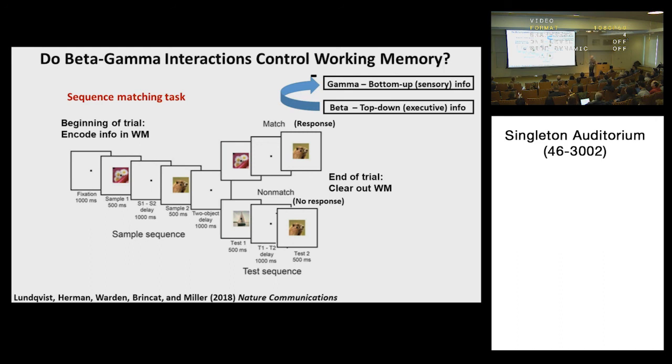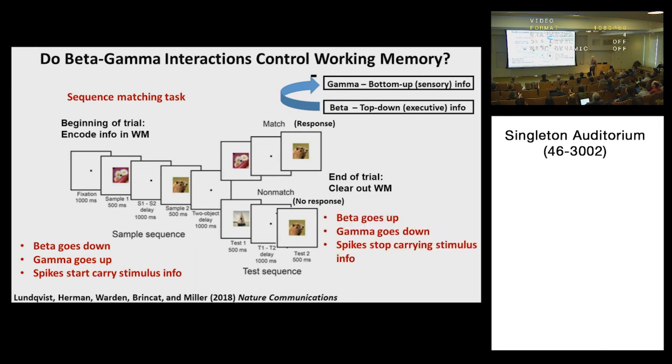So just to summarize that, I'm not going to show you the data because this is low-hanging fruit here. Because all working memory tasks have this feature, beta goes down at the beginning of the trial, gamma goes up, and spikes start carrying stimulus information, consistent with this idea that relaxing beta turns on gamma, which allows encoding information in working memory. At the end of the trial, the opposite happens. Beta goes up, gamma goes down, and spikes stop carrying stimulus information. So far, so good. If you want the evidence for this, please read our paper, but that's the easy thing.